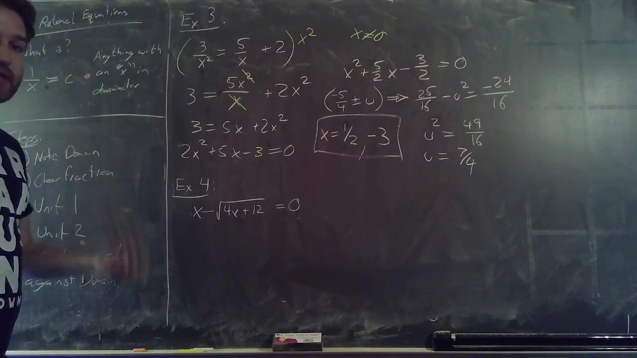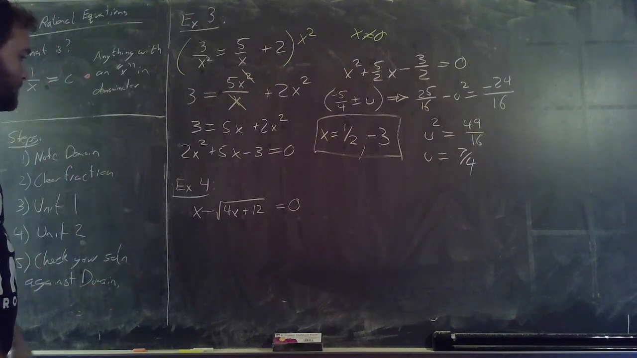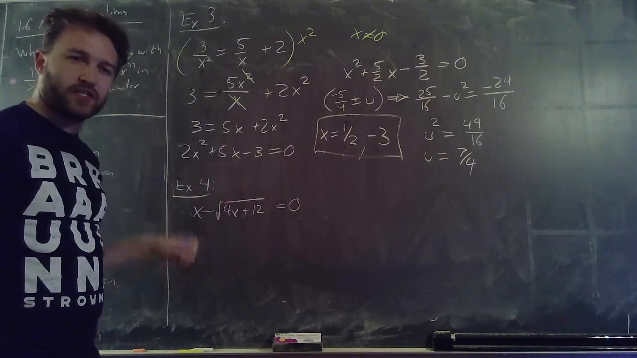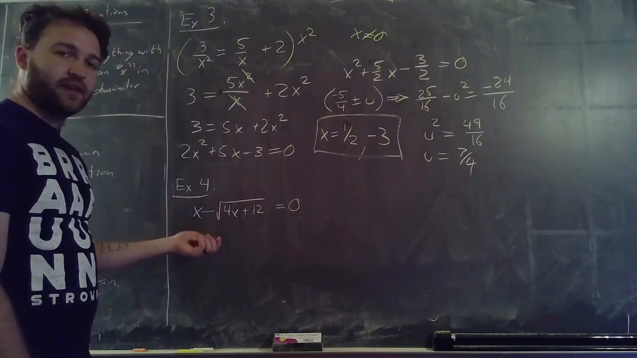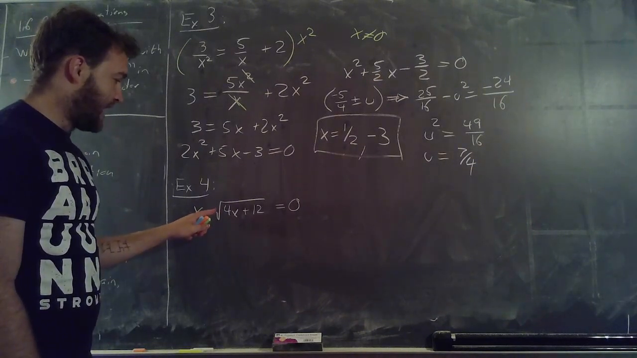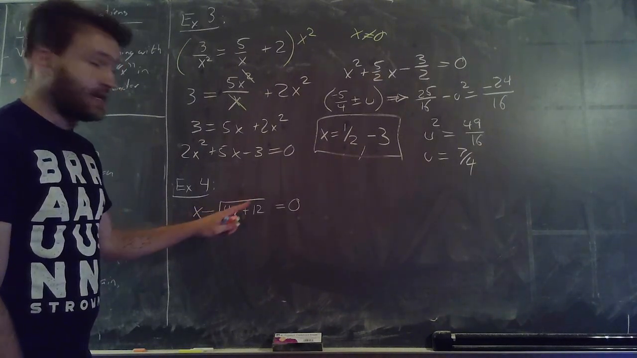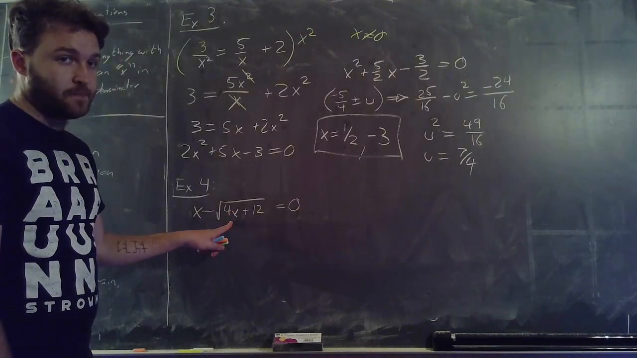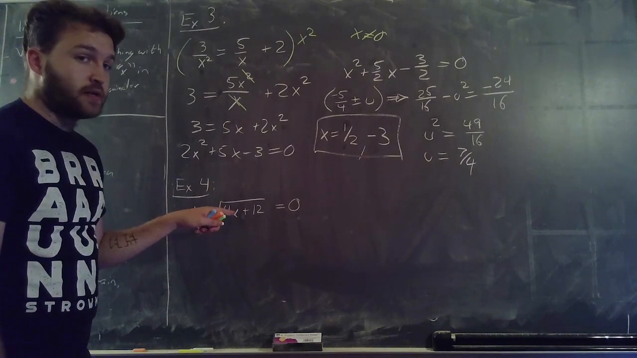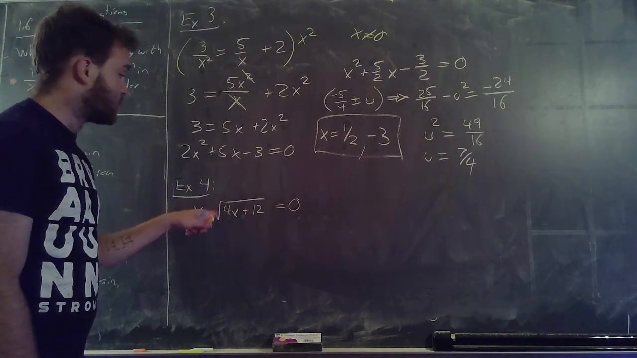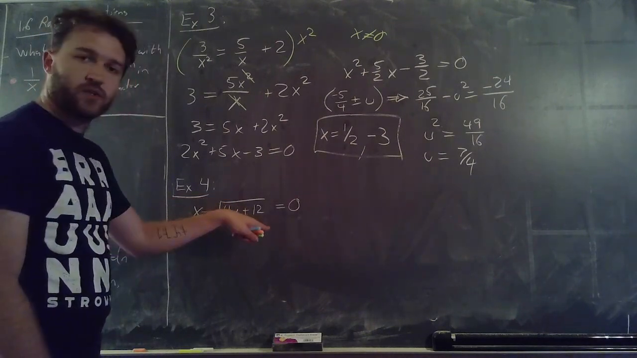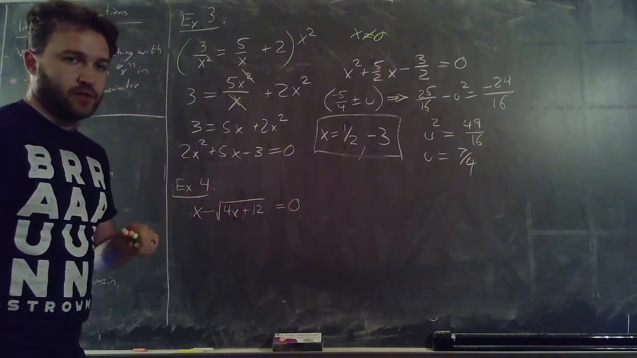Okay, last little note for section 1.6. Sometimes we get these extra types of equations like this. This kind of thing is called a radical equation. It's radical because it has a radical symbol in it with a variable inside of it. Just because it has a square root of a number does not make it a radical equation. But if you have a square root of a variable, like this one does, the square root of 4x plus 12, that makes it a radical equation.